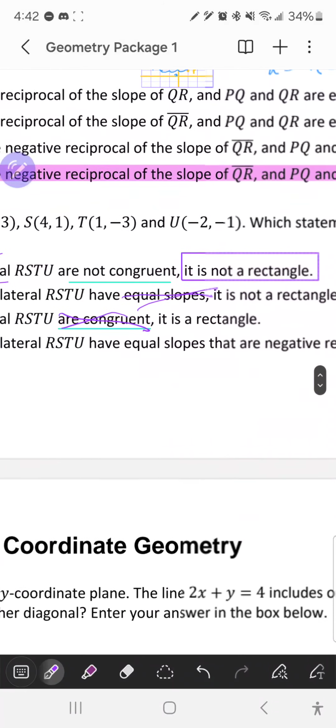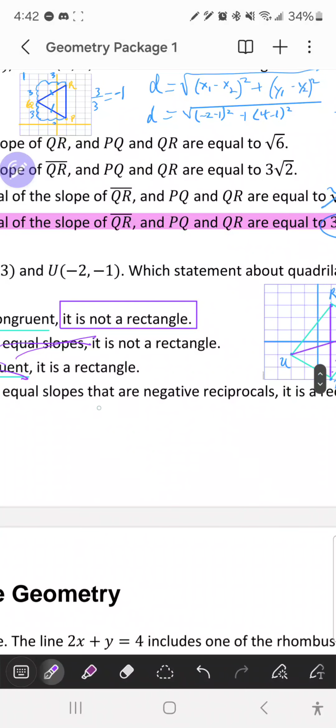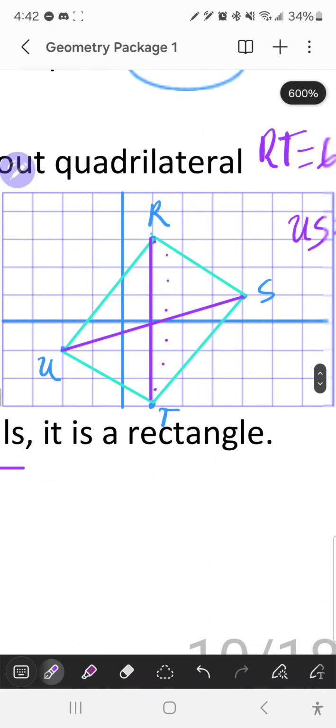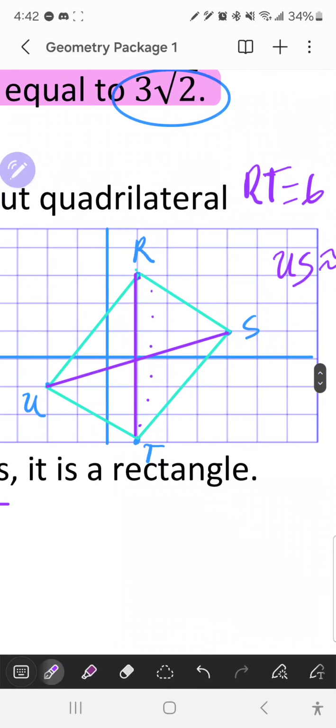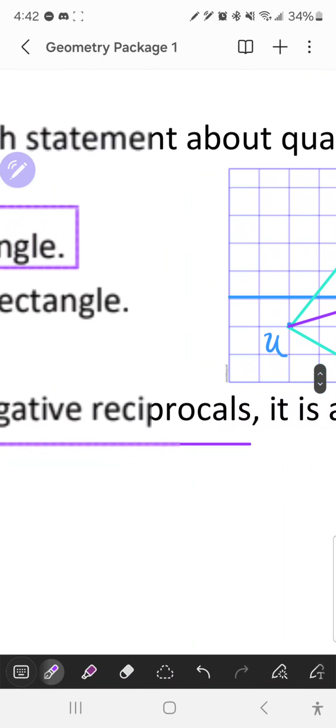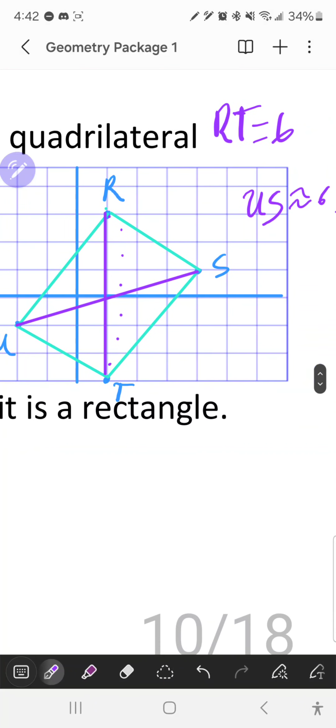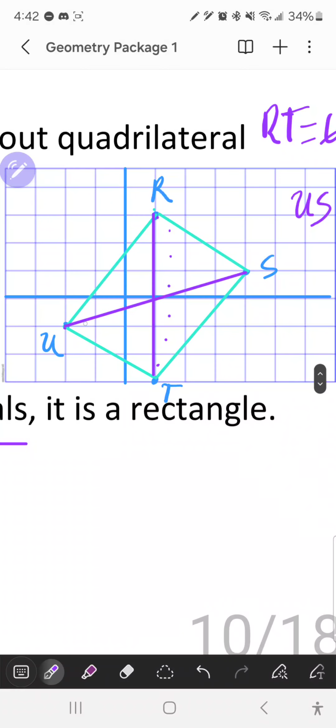The adjacent sides of the quadrilateral have equal slopes that are negative reciprocals. Okay. Now, here, negative reciprocals. We know that the slope of this is going to be 1, 2, 3, so rise over run. This is UT. UT is 2 over 3, and since it's going down, it's going to be negative 2 over 3.